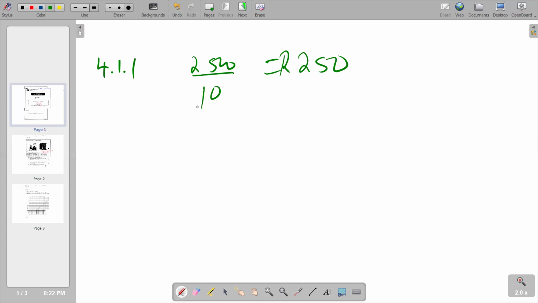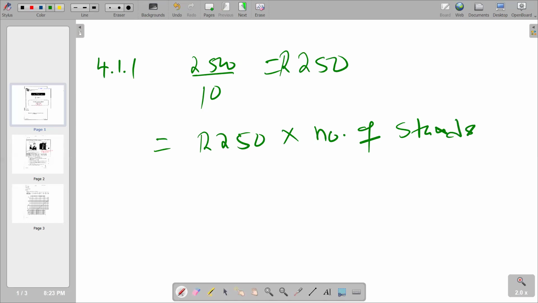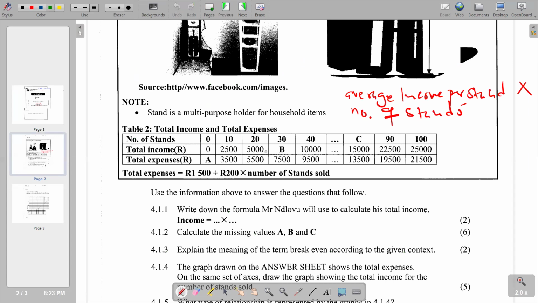Then our formula becomes the average income per stand that we have, which is 250 times number of stands. So if you present it in this form now, it can now be the formula that you can apply to find any total income value that you need to calculate.